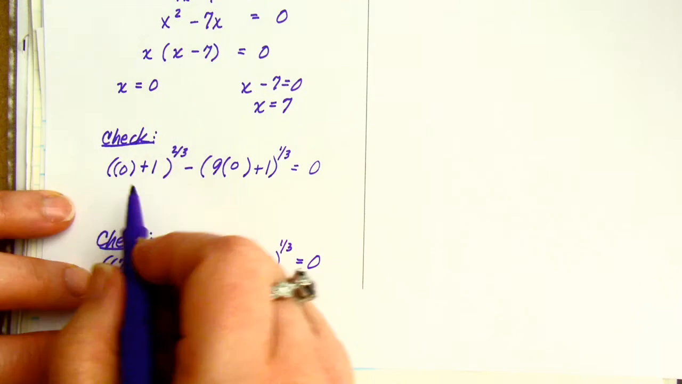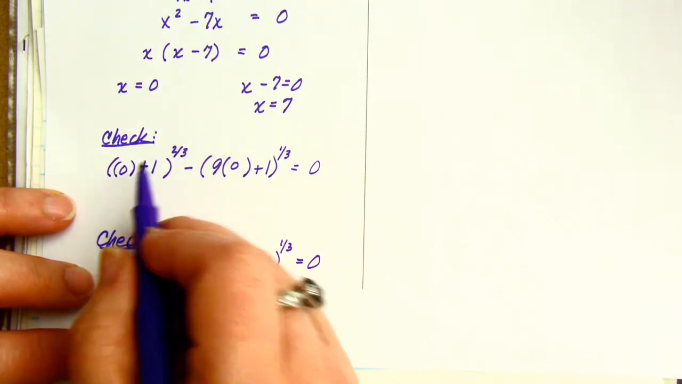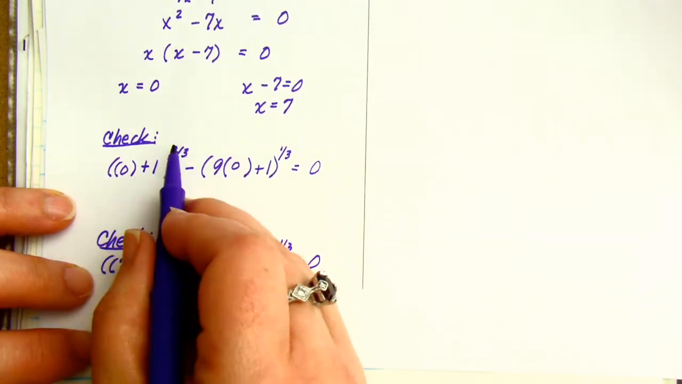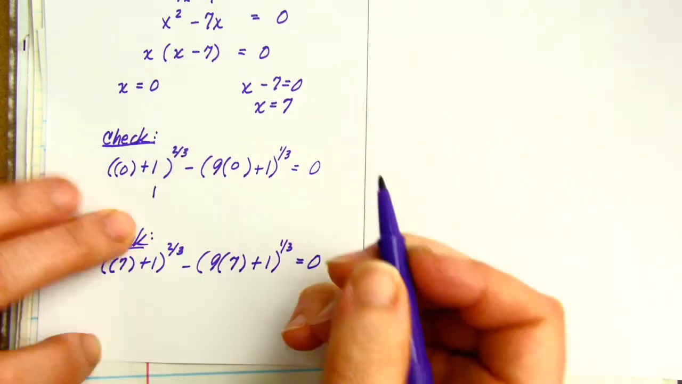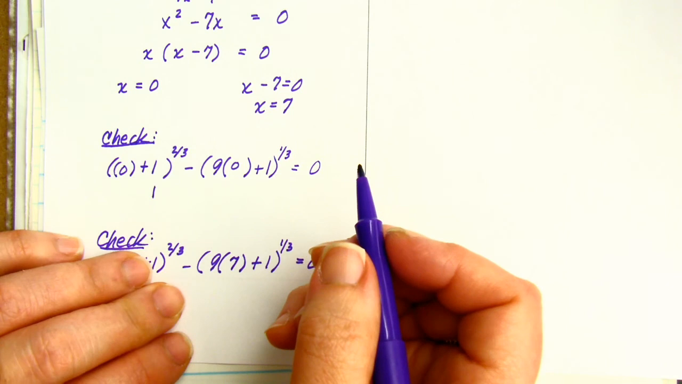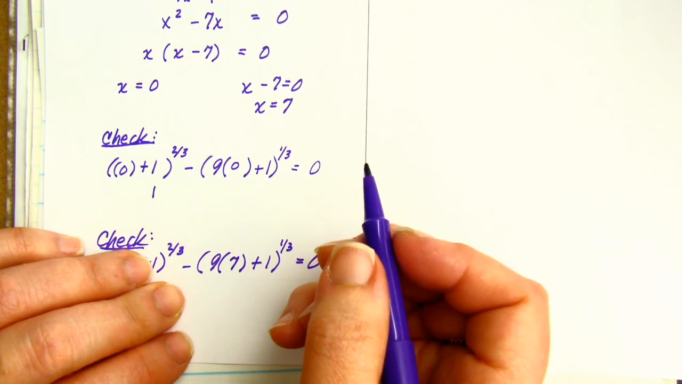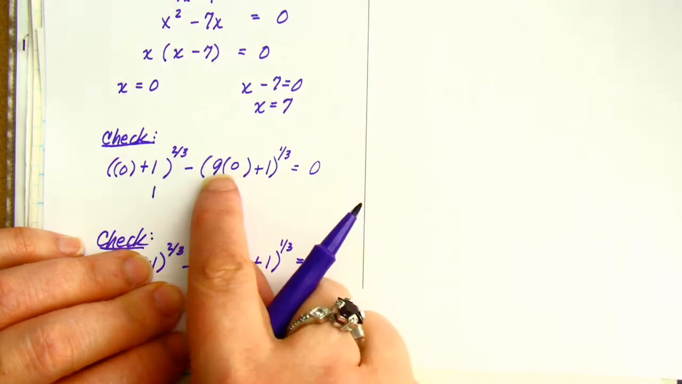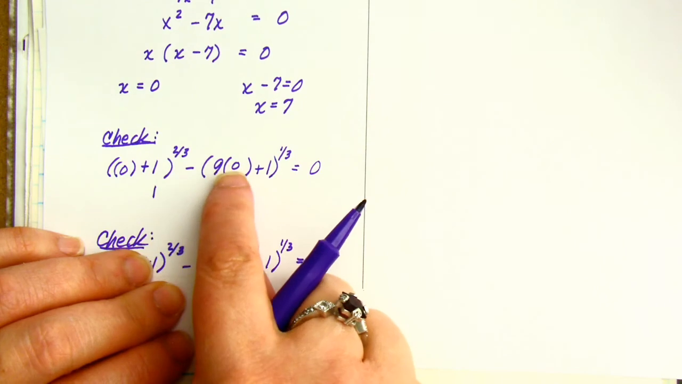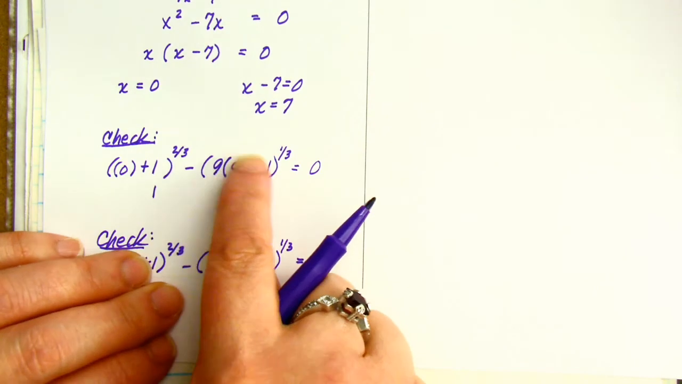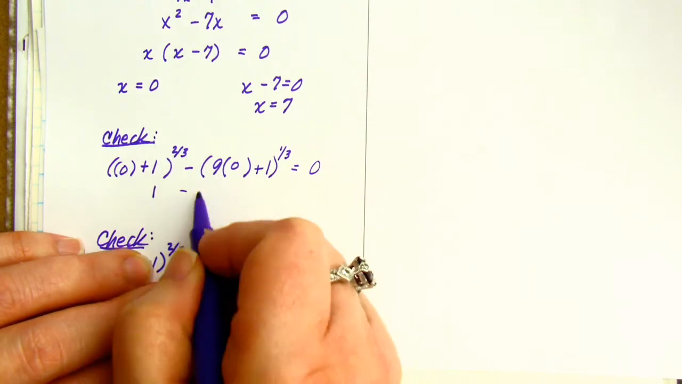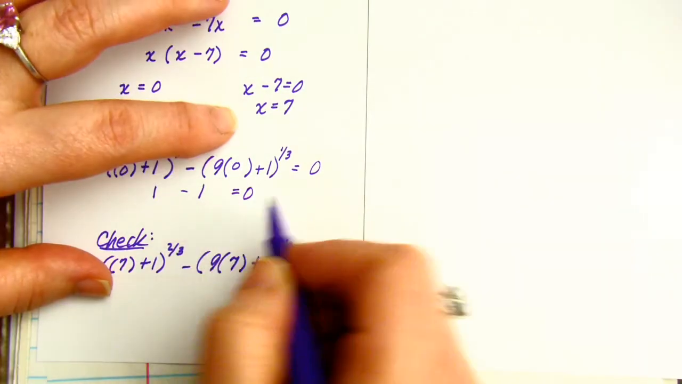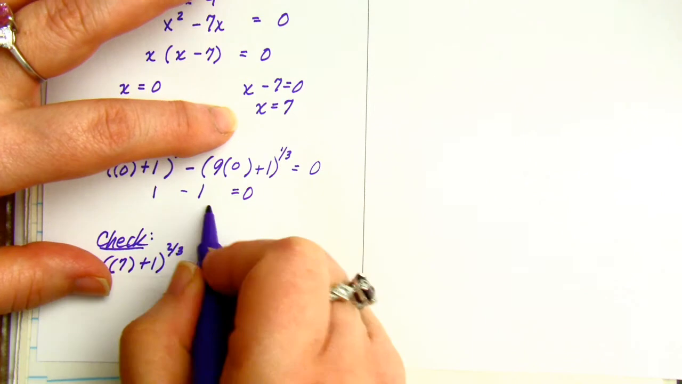All right, what's 0 plus 1? 1. This is the cube root of 1 squared. Cube root of 1 squared is 1. All right, cube root of 1 is 1. Square the 1, you still get 1. Folks, guess what? This is the same thing. 9 times 0, order of operations. 9 times 0 is 0 plus 1. Cube root of 1 is 1. This becomes 1 minus 1. And that is a true statement.